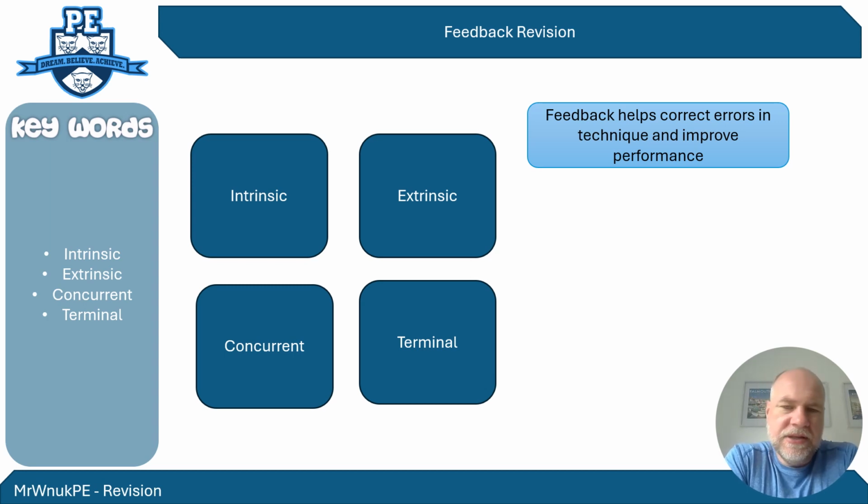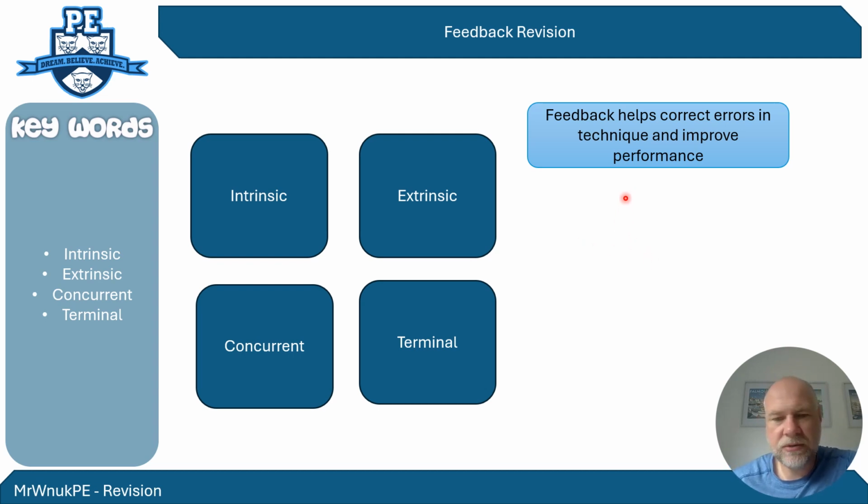Okay guys, this revision video is looking at feedback for the GCSE PE paper 2, and we're going to be looking at the different types of feedback and picking out areas that we're hoping are going to come up in the exam. So first thing we need to remember is that feedback is used to help correct errors in technique and improve performance. So essentially that's your first starting point. If you had a 9-mark exam question, that would be a great starting point.